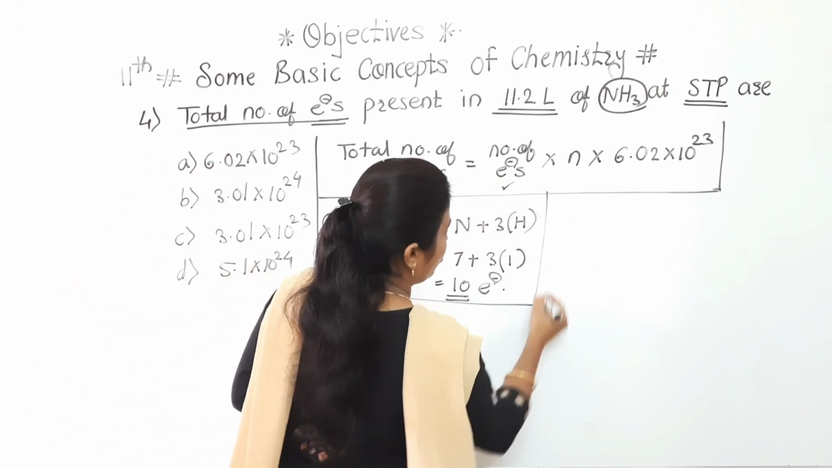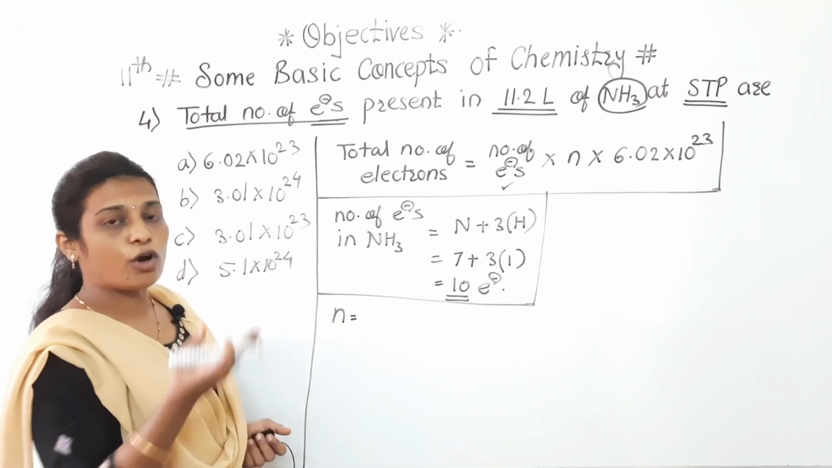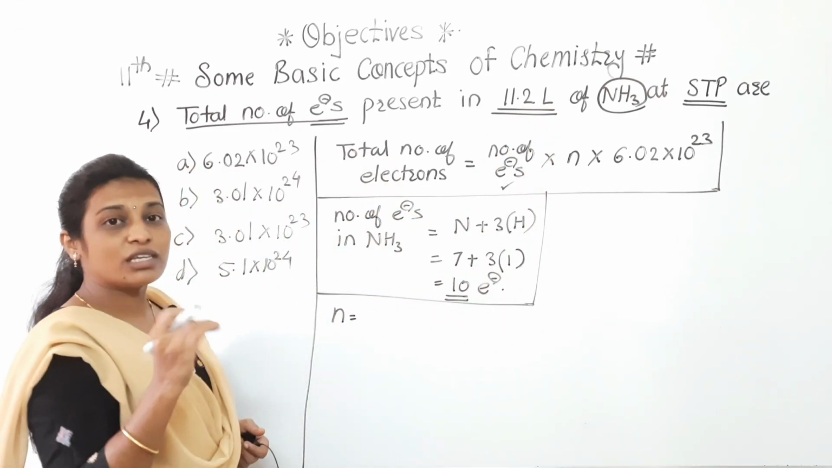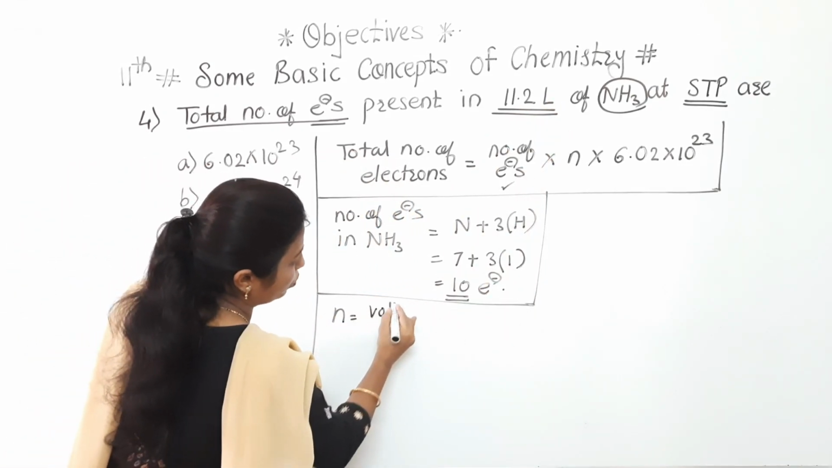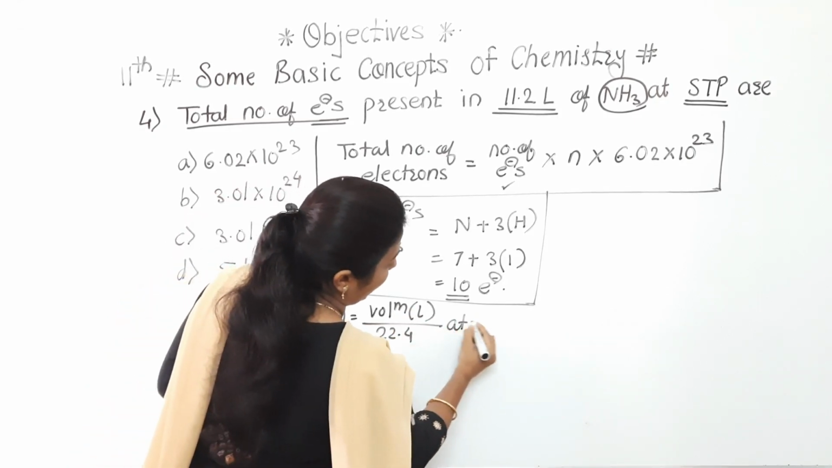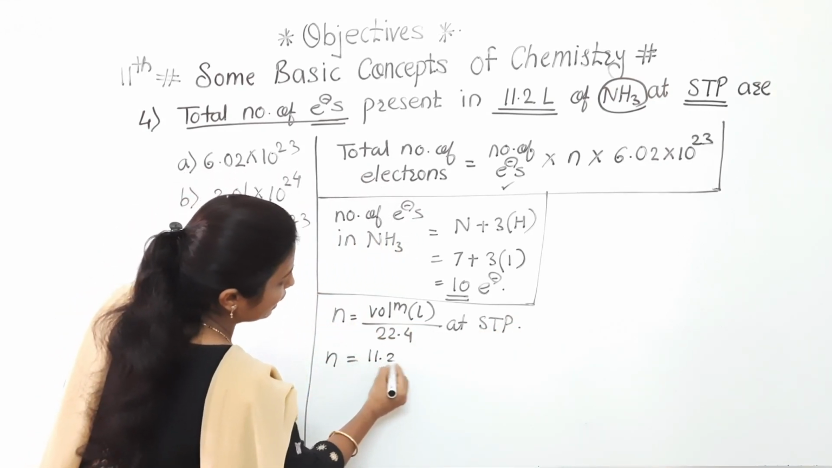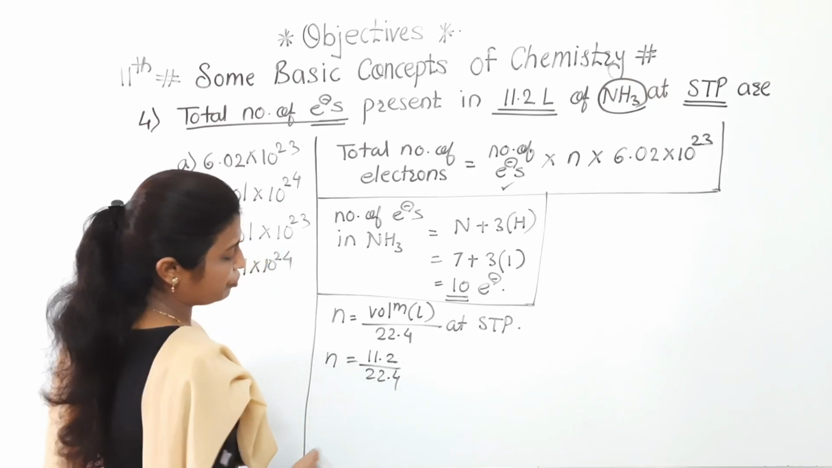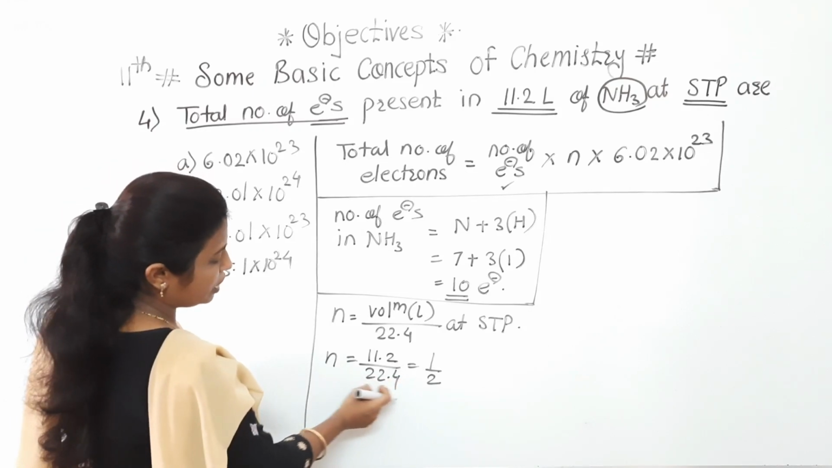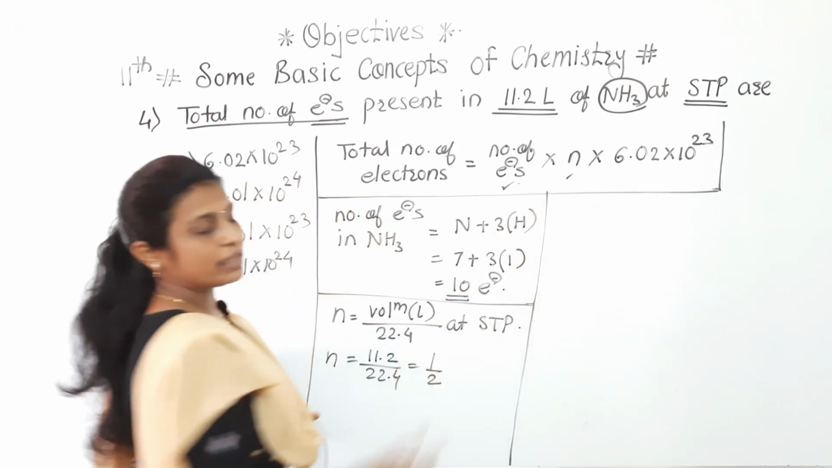Now see the next one. What is that next? N. Here, for N, which formula can we use? W by M or volume related? It is volume related because 11.2 liter volume is given at STP. So volume in liter divided by 22.4 at STP. This formula we are going to use. So N is equal to 11.2 divided by 22.4, so its answer will be 1 by 2. Clear to everyone? So here we got that N is equal to 1 by 2. Now this point is also covered and this is the value.